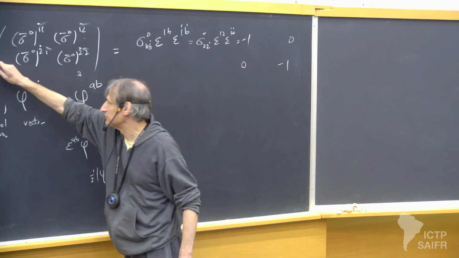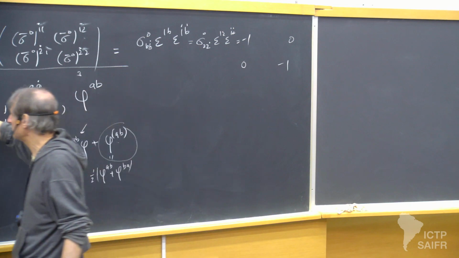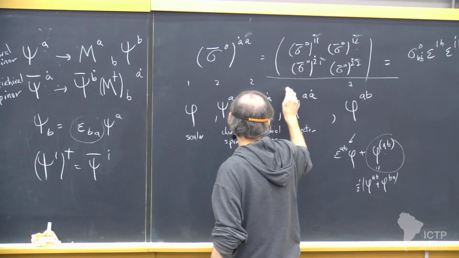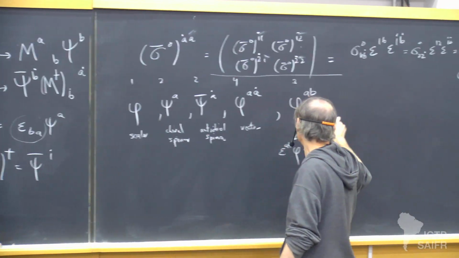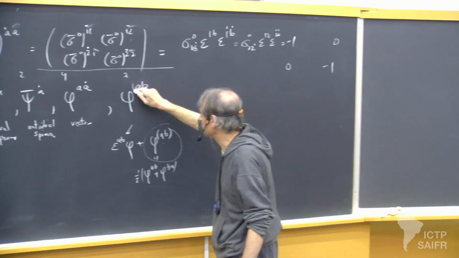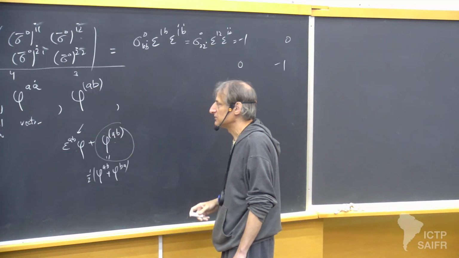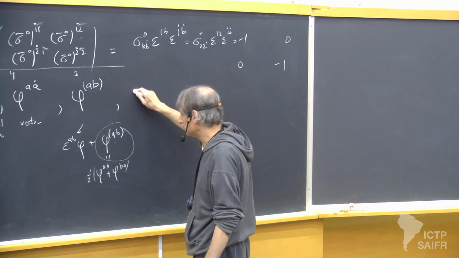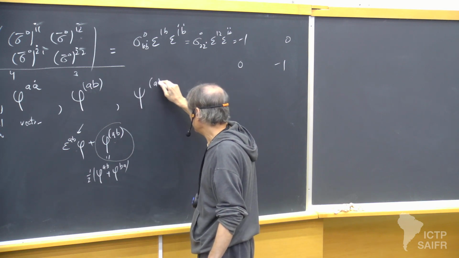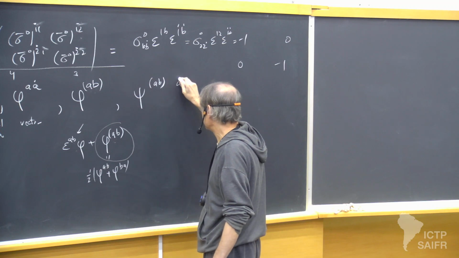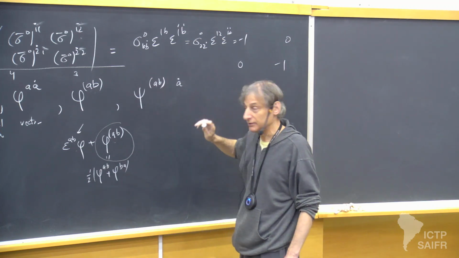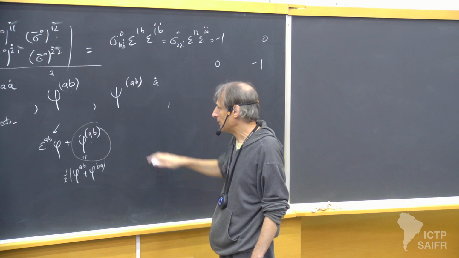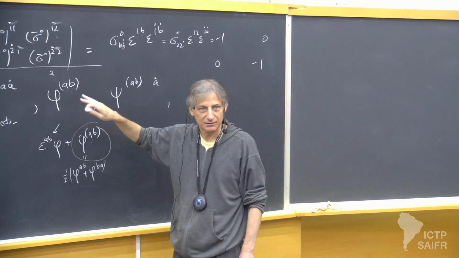So let me put the number of degrees of freedom here. So you have 1, it says 2, 2, it says 4, 3. And you could also have other things. So let me write it like this to remind you that it's symmetric. You could also have things like psi AB A dot, 2 undotted, 1 dotted. Now, why am I calling this a psi and this a phi?